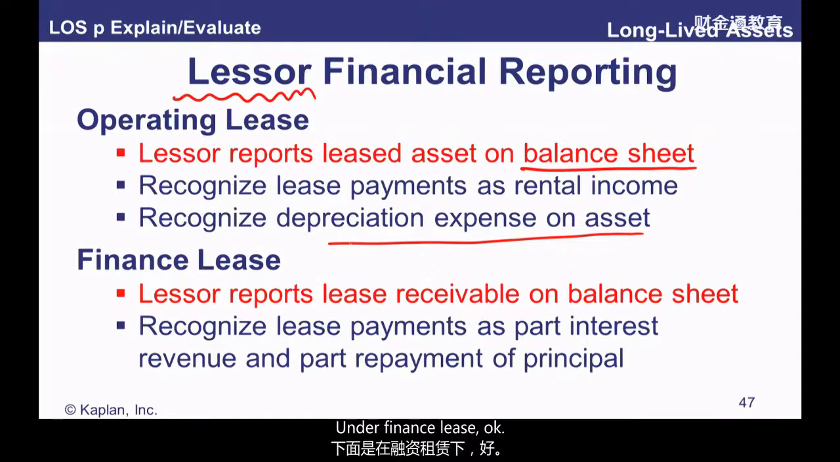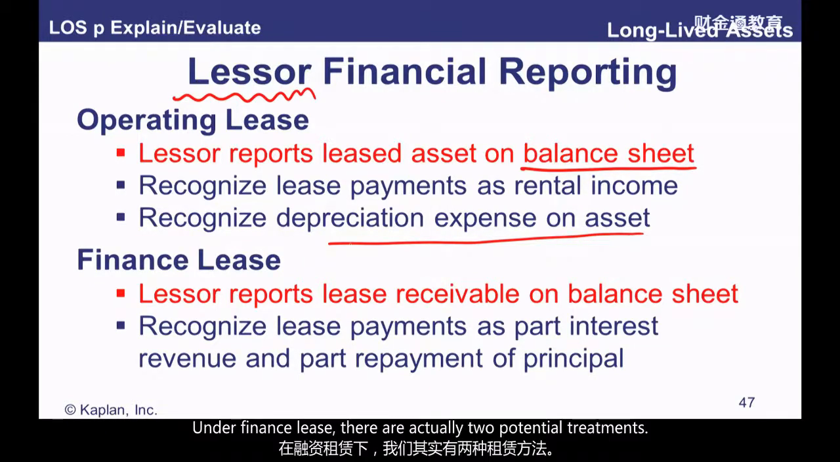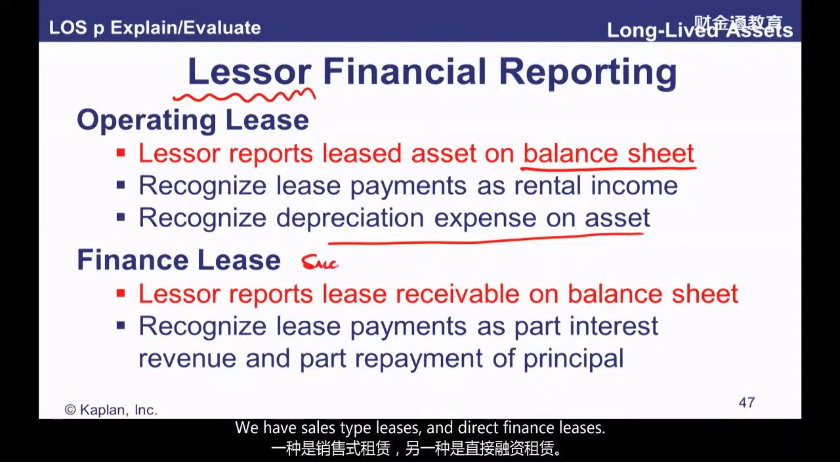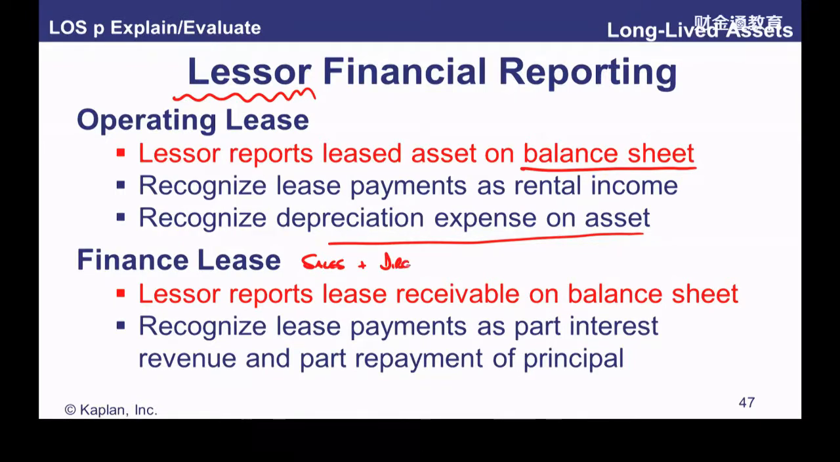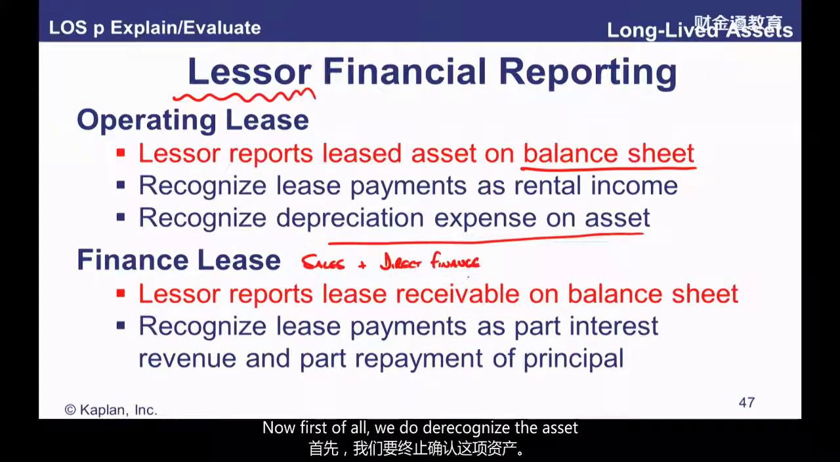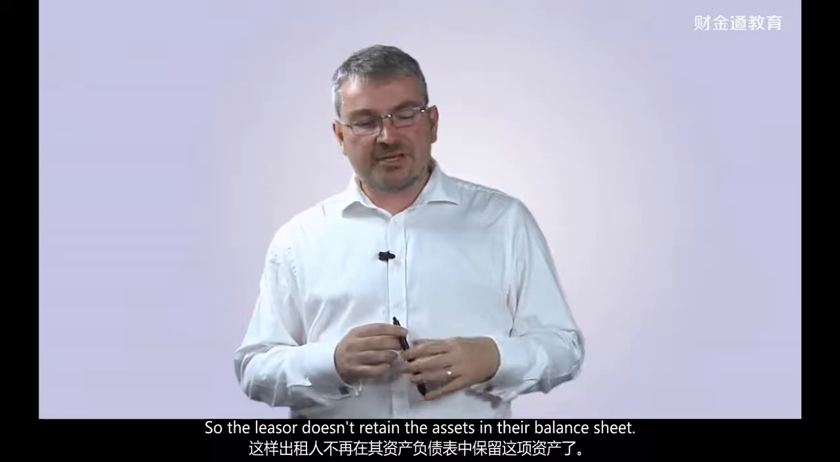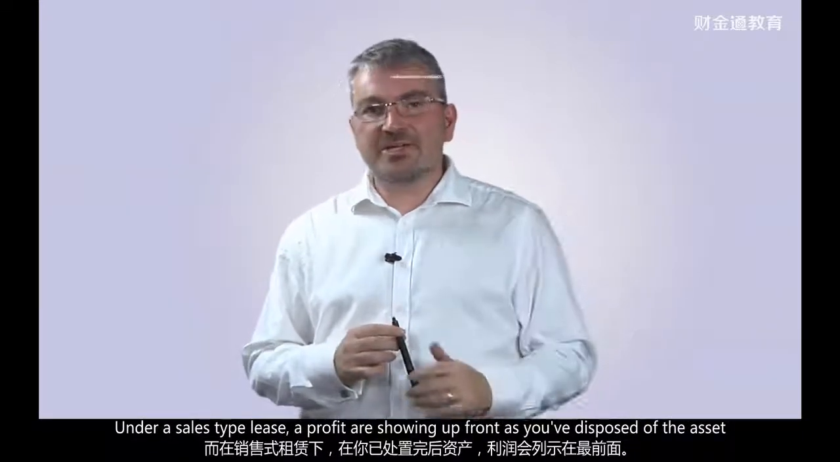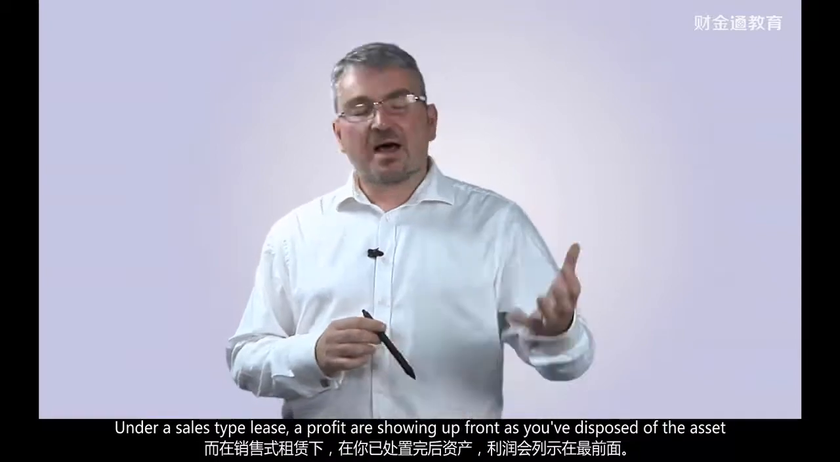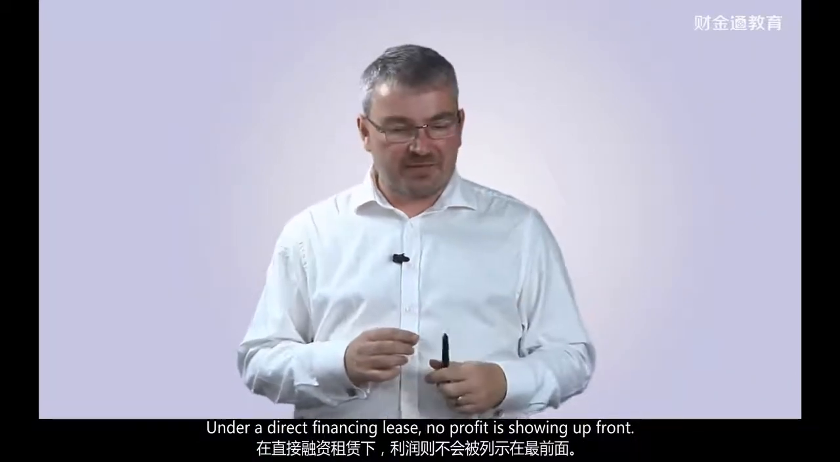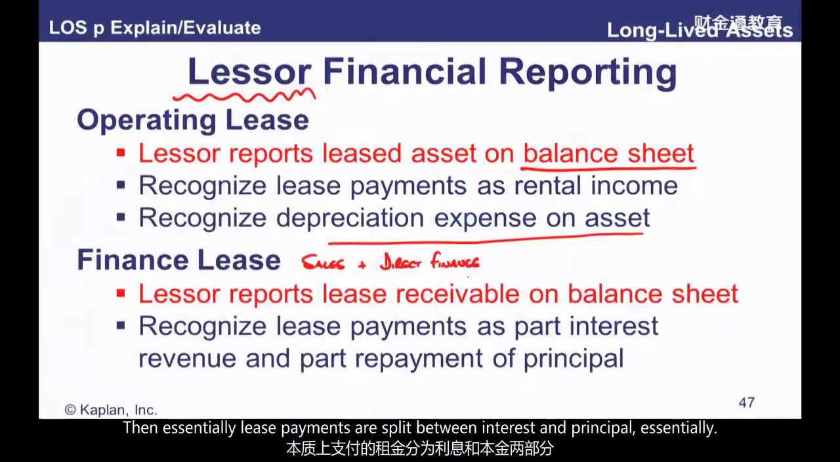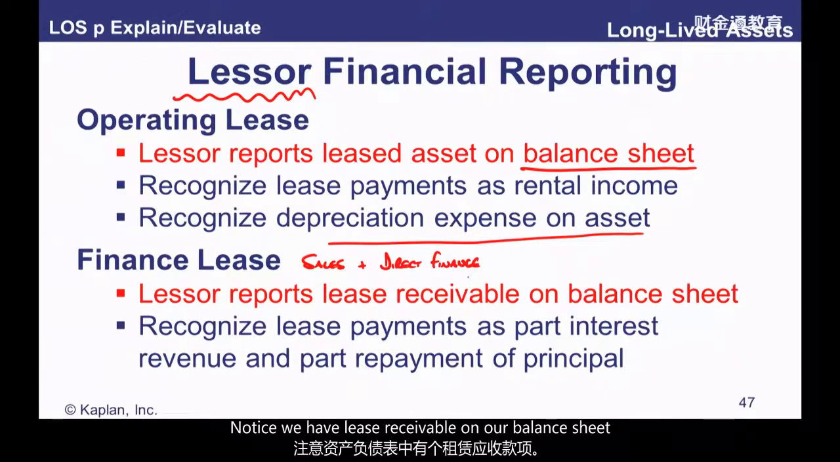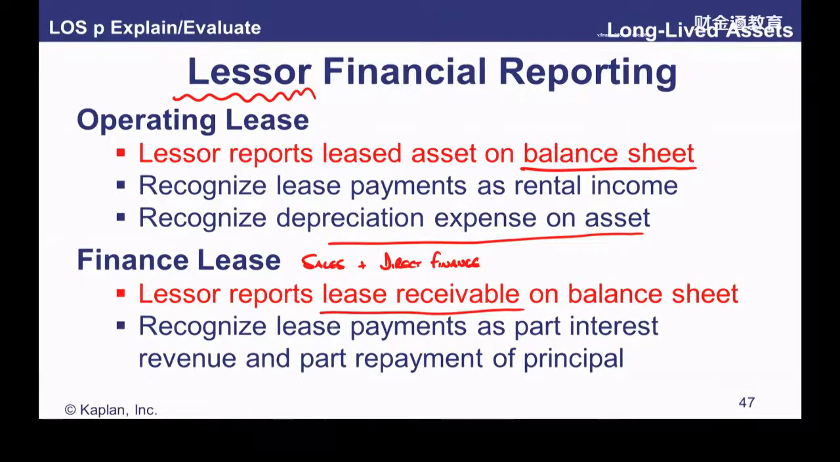Under a finance lease, okay, there are actually two potential treatments. We have sales type leases and direct finance leases. First of all, we do de-recognize the asset, so the lessor doesn't retain the asset on their balance sheet. Under a sales type lease, a profit is shown up front, as if you disposed of the asset. Under a direct financing lease, no profit is shown up front. Then, essentially, lease payments are split between interest and principal. Notice, we have a lease receivable on our balance sheet as well.